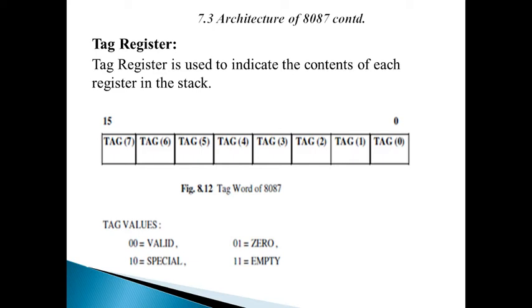If 00, it means there is some valid value in that register. So tag 0 is regarding register 0, then register 1, register 2, and up to register 7. These tagging bits are used for the respective registers, and these 2 bits give the status or indication about the contents of the stack register. 00 means a valid value is there, 01 indicates zero, 10 means some special value is there, and 11 indicates the empty value.